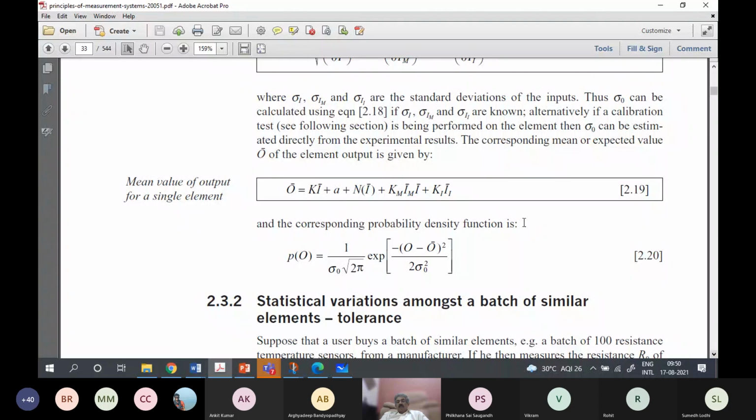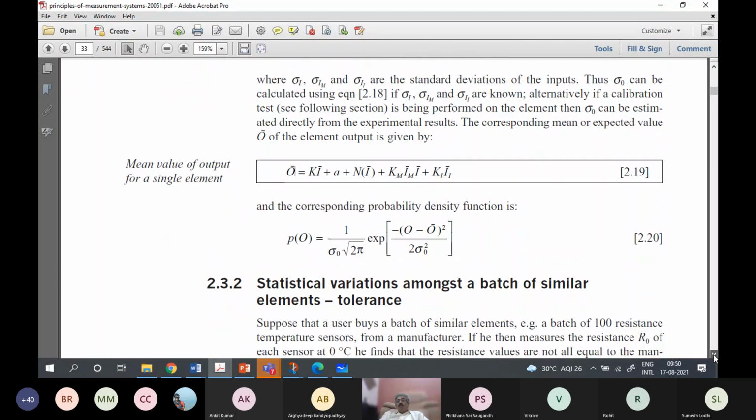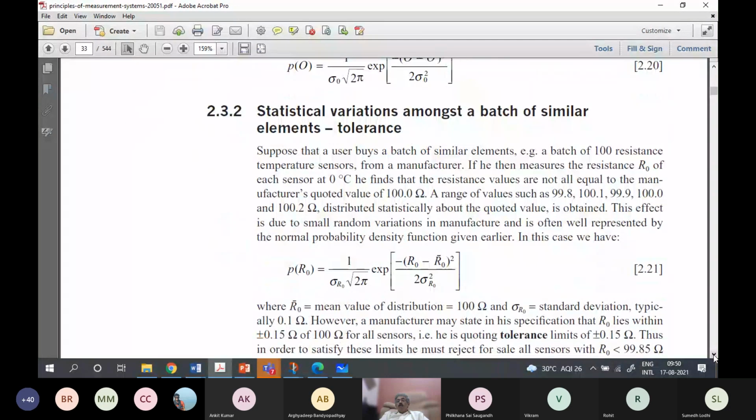In fact, it's not only that you need to take these standard deviations with respect to the input quantities. You can take the standard deviation with respect to other parameter variations, especially when you are talking about a batch, let us say a batch of instruments. In the previous case, we were talking about making a measurement with a given instrument, so we were considering variations of interfering and modifying inputs.